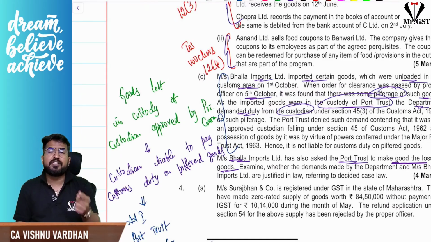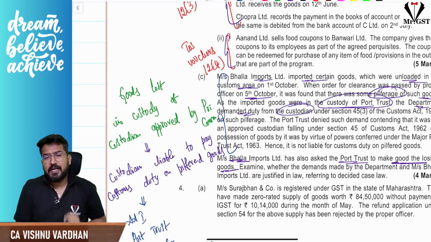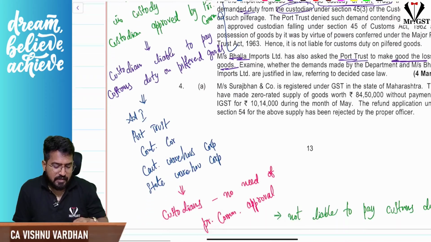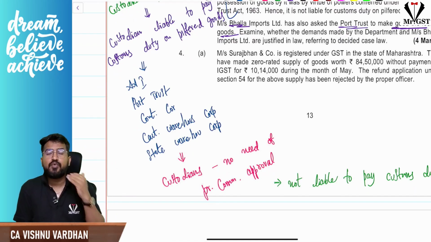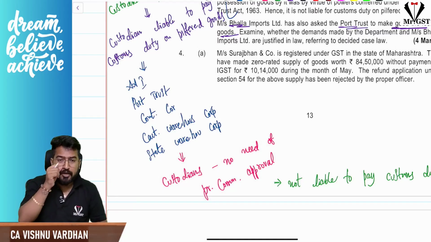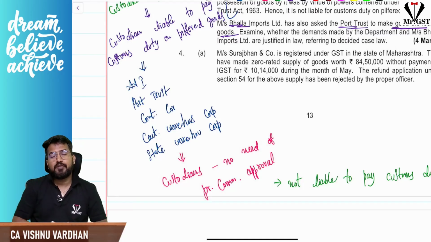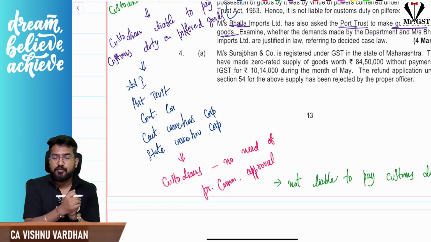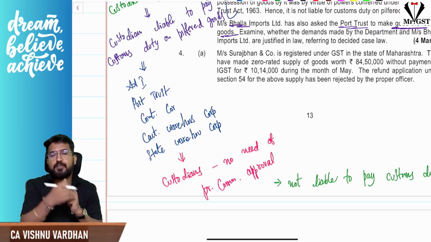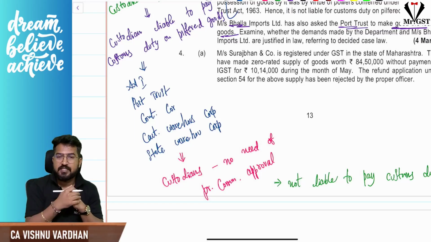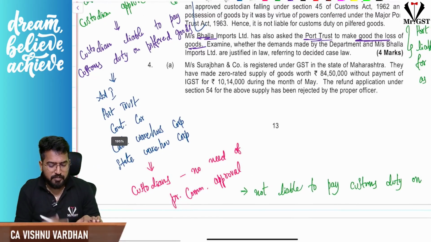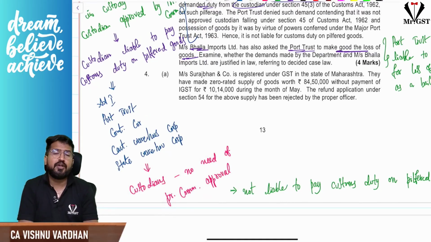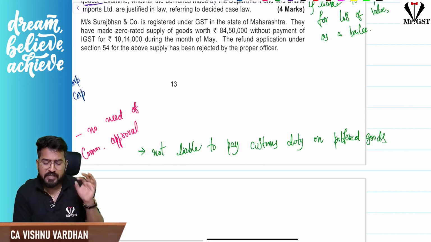But this is applicable only for the custodians who have been appointed as a custodian by approval of principal commissioner. But please understand, Airport Authority of India, Port Trust, Container Corporation, Central Warehouse Corporation, State Warehouse Corporations, these are custodians without even any approval of principal commissioner. That means these people will automatically act as custodians. They need not take any approval from principal commissioner. So for these people, section 45 doesn't apply, where custodian is liable to pay customs duty on the pilfered goods during the custody. That is only for the custodians who got that custodian status by the approval of principal commissioner. For these people, no such prior approval is required. So these people will not fall under section 45. So they are not liable to pay customs duty on the pilfered goods.